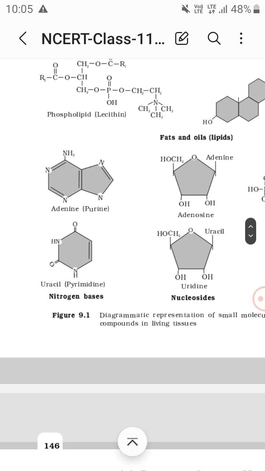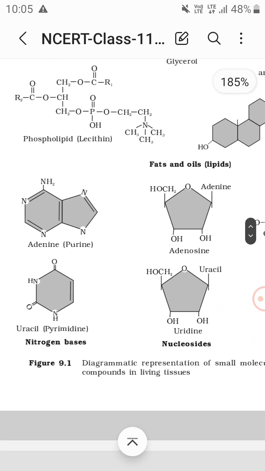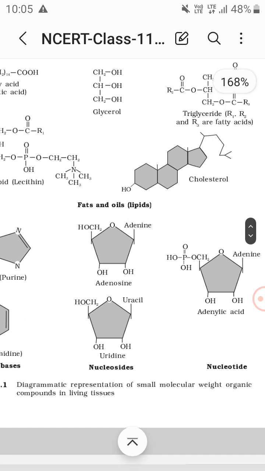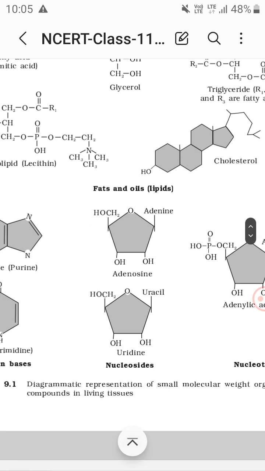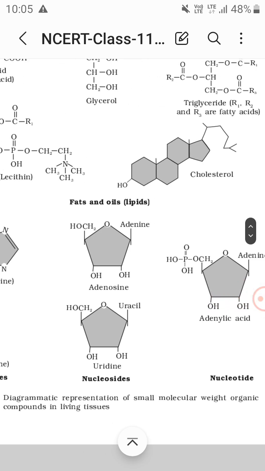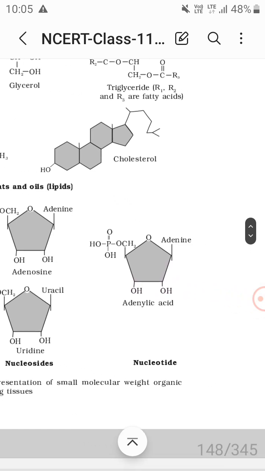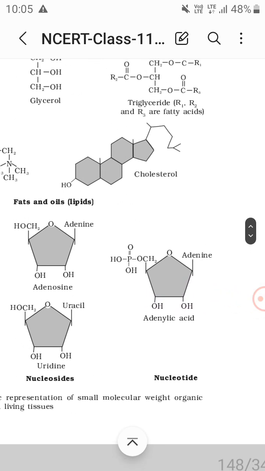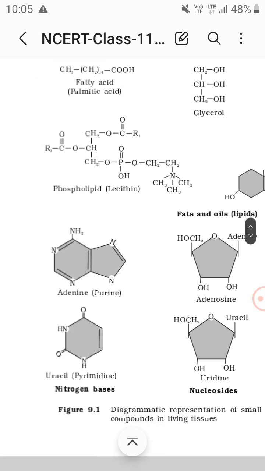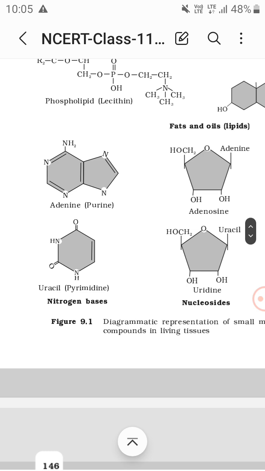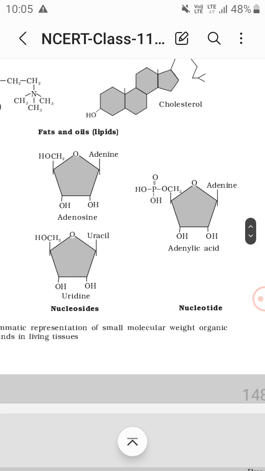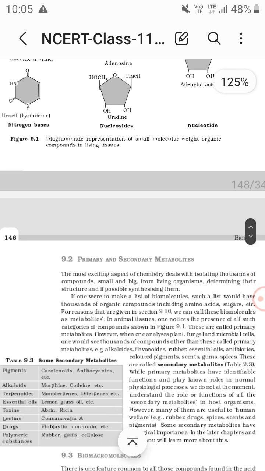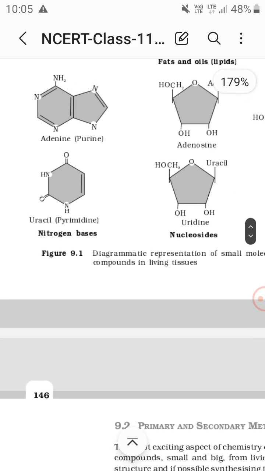Now there are nitrogen bases, that is adenine, a purine containing two heterocyclic rings. Then adenosine, it is a nucleoside. You see adenine is attached to a pentose sugar. Then adenylic acid, it is a nucleotide. Then uracil, it is a pyrimidine. The nucleoside is uridine, and then the nucleotide. So this is it.